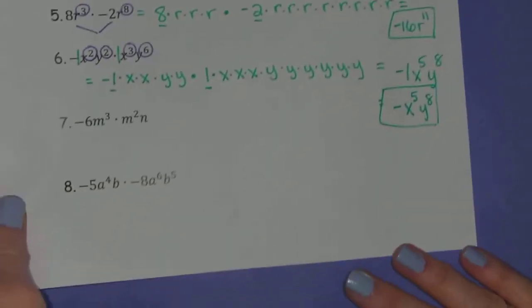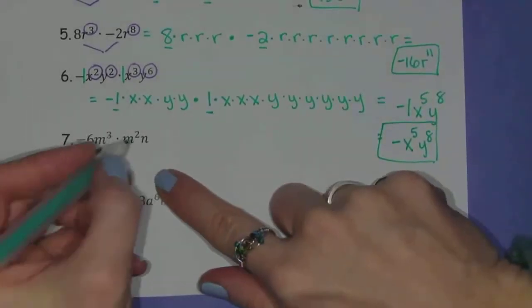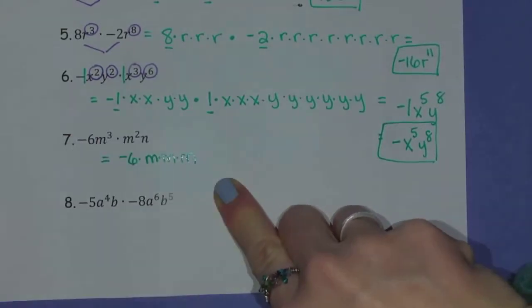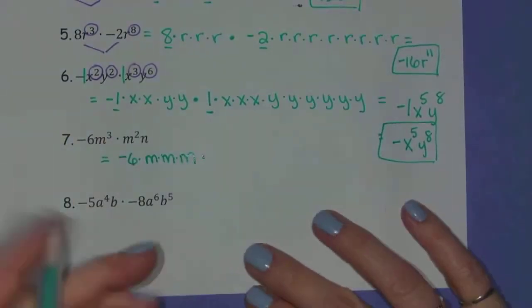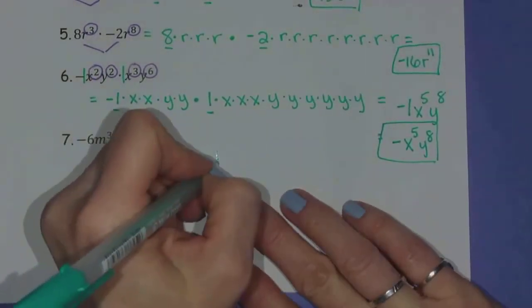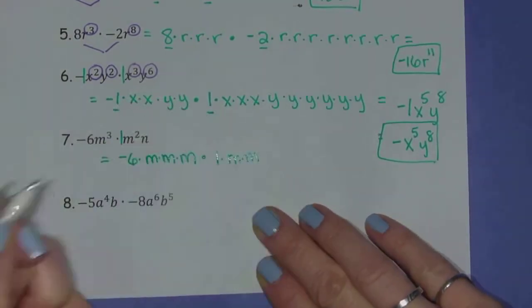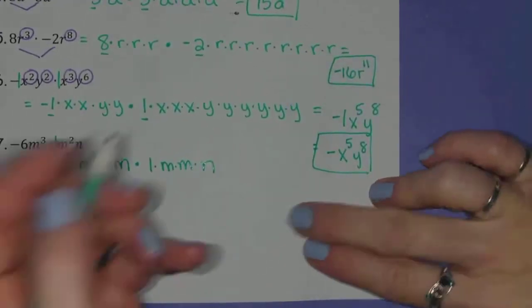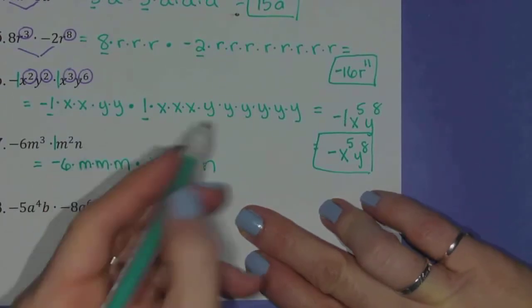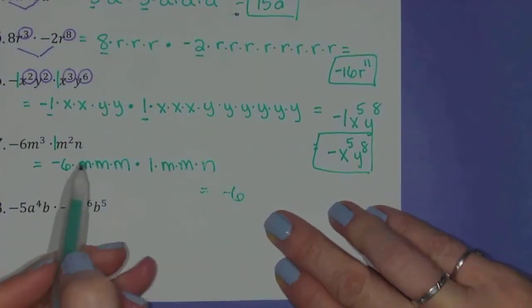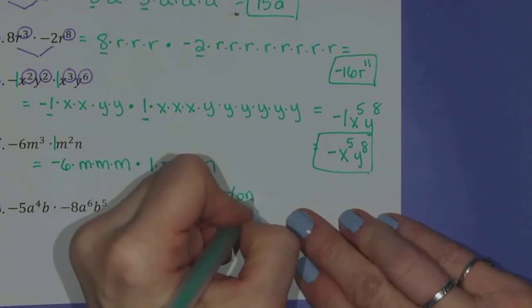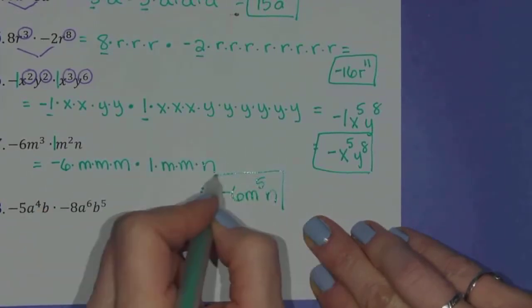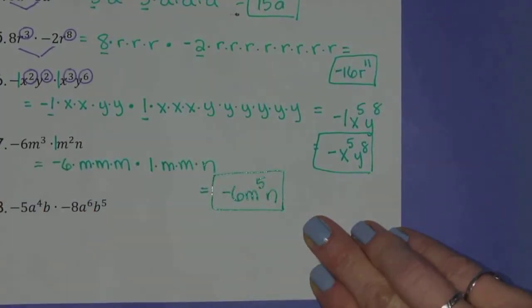Okay, almost there, 2 to go. Number 7, -6 m to the 3rd, so my breakdown will be -6 times m times m times m, times, and then in front of this guy is a 1, times m times m times n. So there's my breakdown. And then my build back is going to give me -6 times 1 is -6. M's, I've got 1, 2, 3, 4, 5, so m to the 5th, and just 1 n. So that'll be my final. Again, 3 plus 2 is 5, and n is just n.